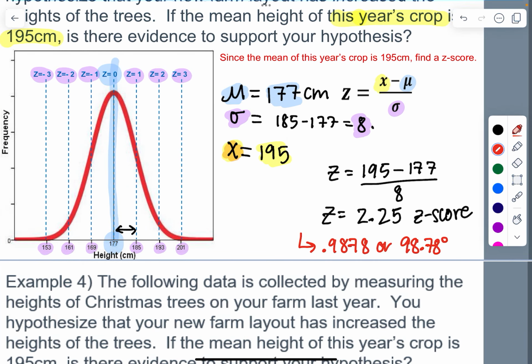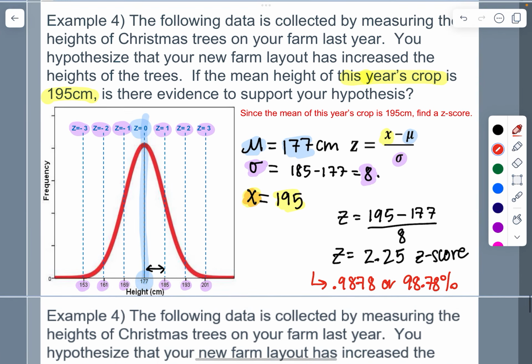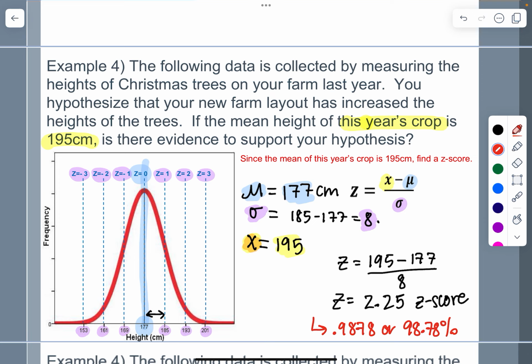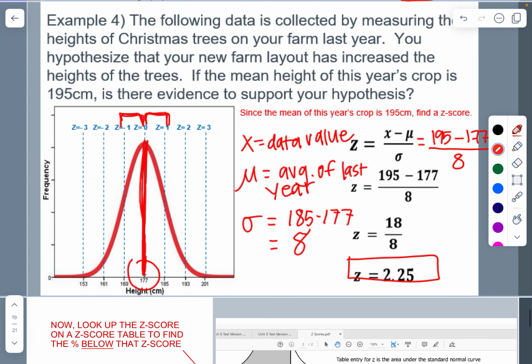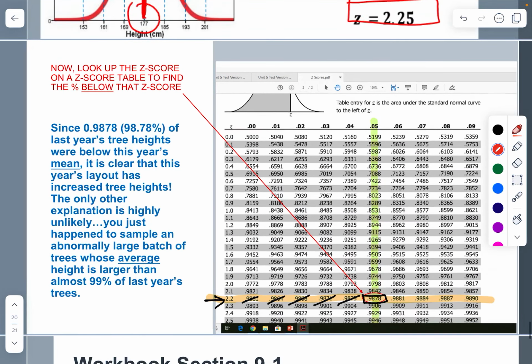98.78% of trees this year are bigger than last year's, right? 98.78. Is that a pretty good number to say that, yeah, I moved my trees and they're larger? Well, yeah, because this is a super large number, right? So now, instead of being like, oh yeah, 195 sounds bigger, we can use statistical evidence to back up that claim and support our hypothesis. So that's just what this is saying here, interpreting this. And also, it's clear that this new layout has increased the tree heights.